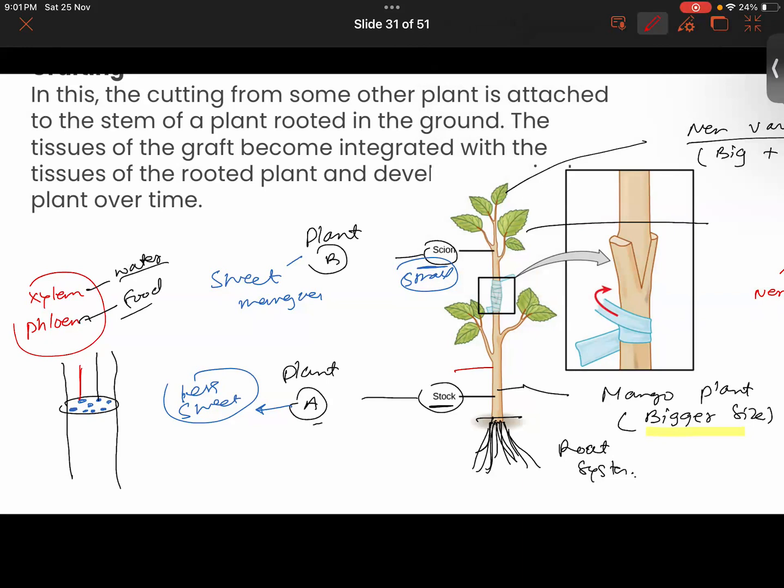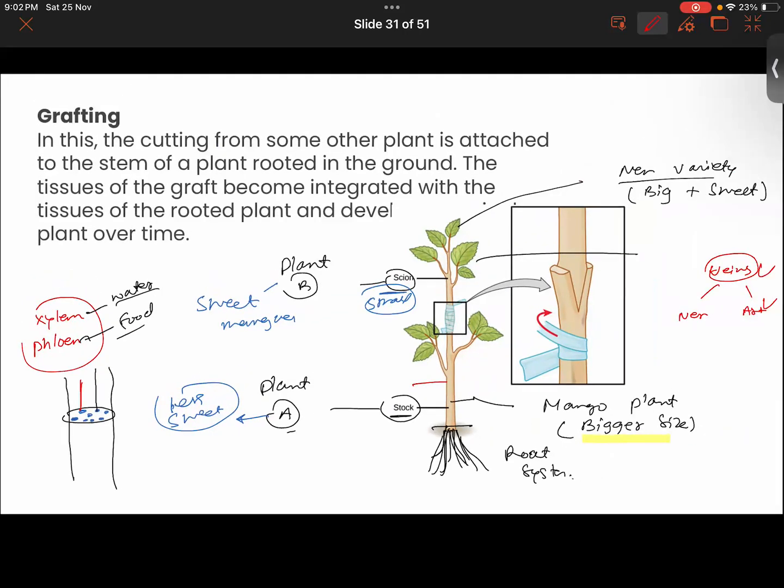Now, as I said, what is happening here? The two plants are having different kinds of xylems and phloems. This part of the plant that is cyan will be having a different type of xylem and phloem. This one will be having a different type of xylem and phloem. And now when I have connected them, basically their nervous system has joined together to form a new variety. Is this thing clear? Yes, sir, it is clear. So this is basically what is happening here.